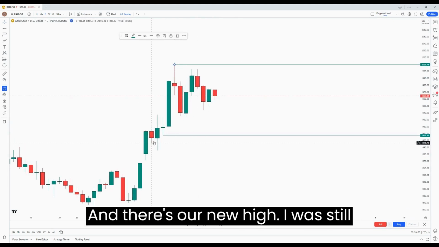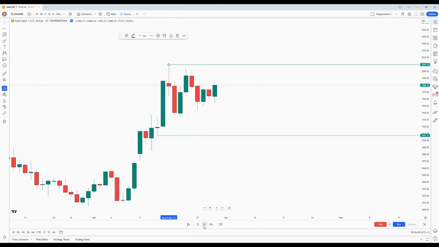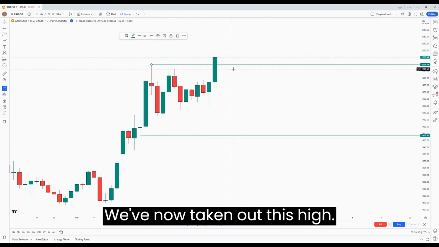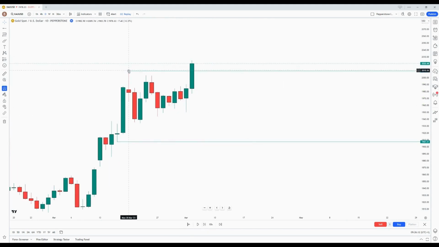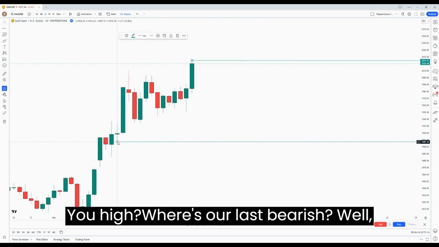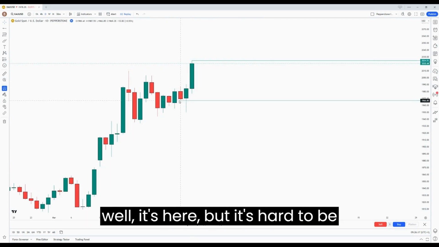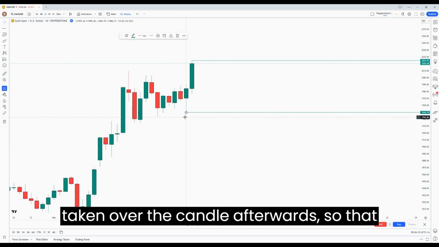And there's our new high. Our low is still here. We've now taken out this high, new high. Where's our last bearish low? Well, it's here, but it's already been taken out with a candle afterwards. So that is our new low.